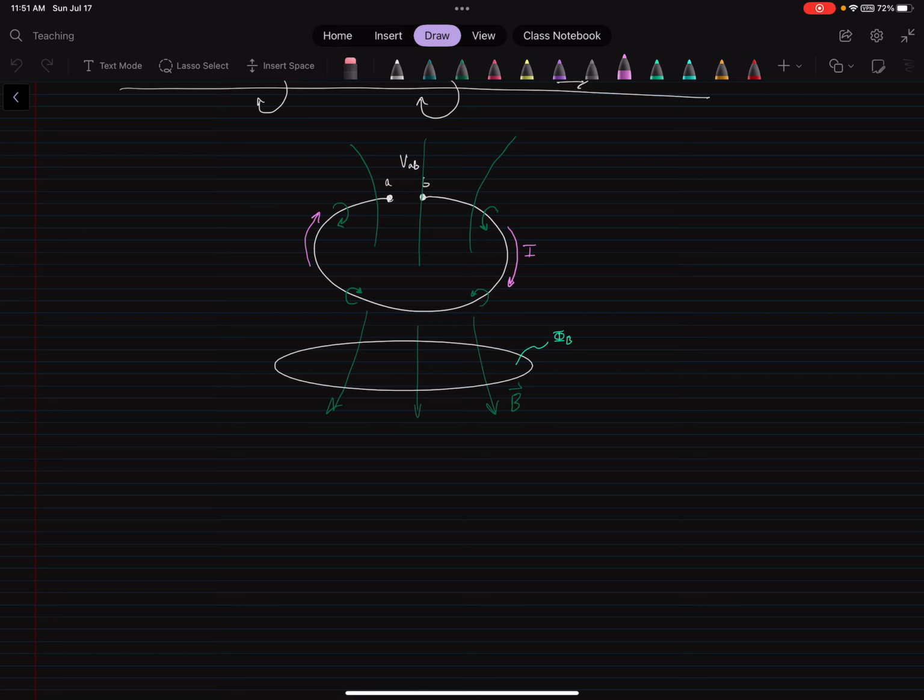So if we go through this, boom, this is the current, because we want the induced magnetic field to be upwards to resist this change in flux. That is, if we were increasing the current. If we were decreasing the current, then it would flip the other way, actually.